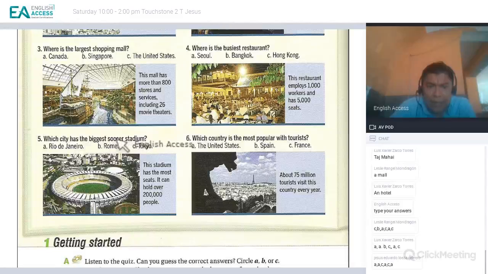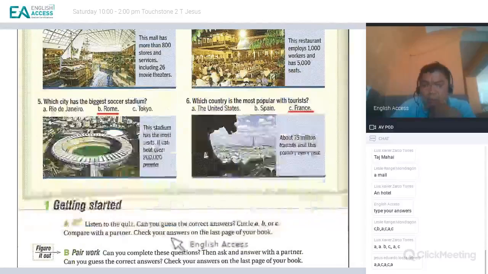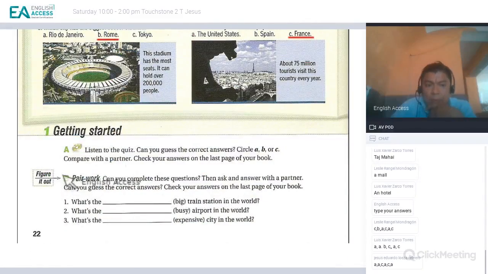Which city has the biggest soccer stadium? This stadium has the most seats. It can hold over 200,000 people. This is actually Rome. Number five is Rome. And six, which country is the most popular with tourists? And Leslie and Javier, you got the correct answer. It is France. It's still today the most popular country. That's pretty good.